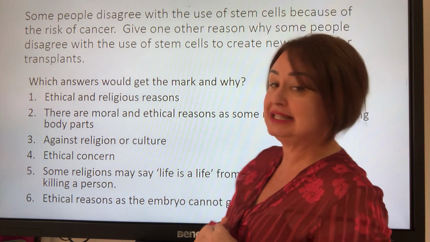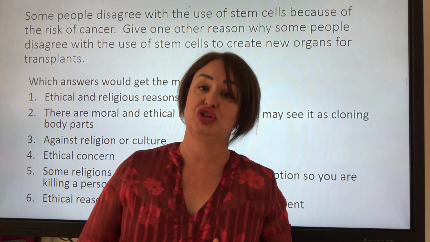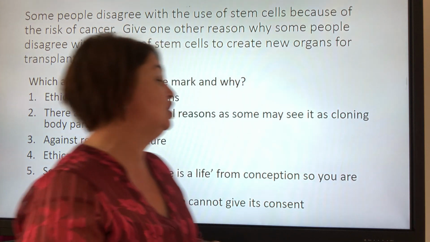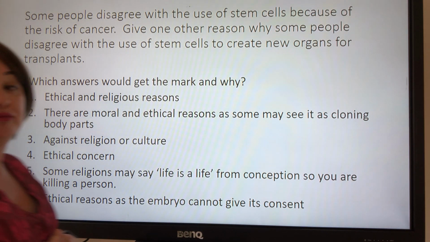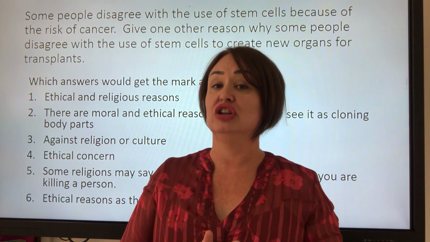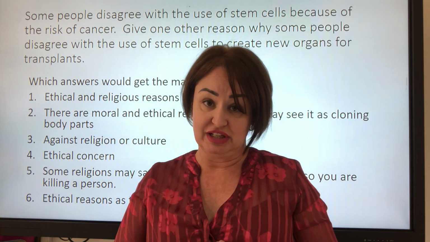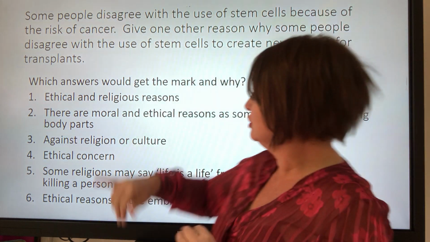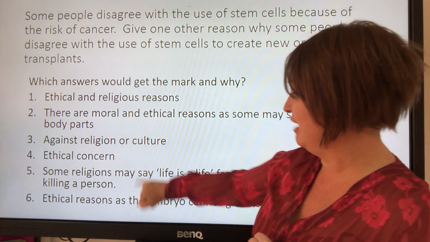And question 6, this is a popular answer amongst a lot of students. I think it comes from their exposure to the new psychology GCSE, where they're saying ethical reasons. For example, the embryo can't give its consent. It can't choose or elect to be part of stem cell research. So correct, wrong, correct, wrong, wrong, correct, correct.